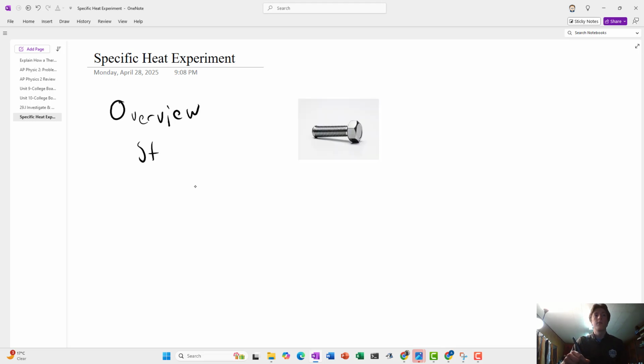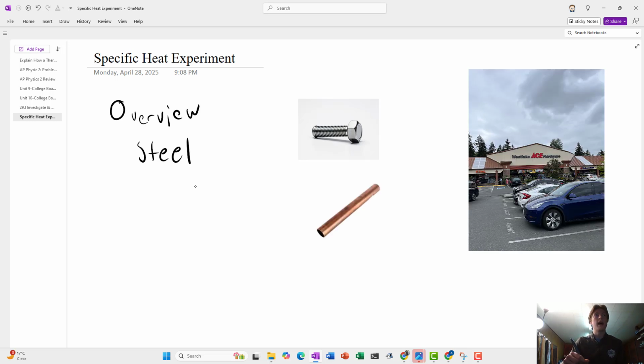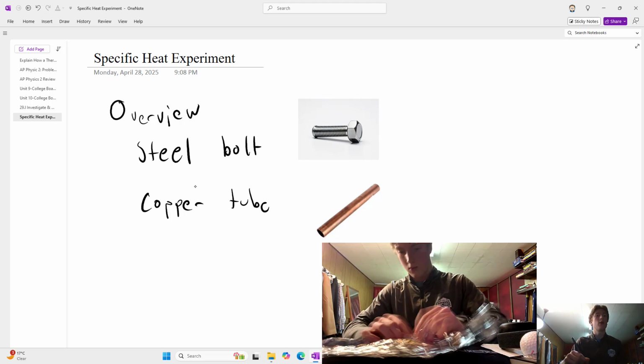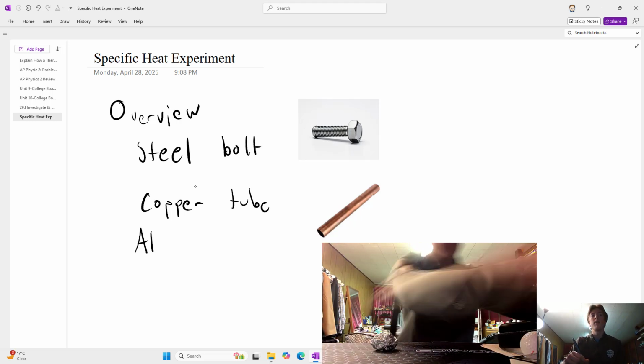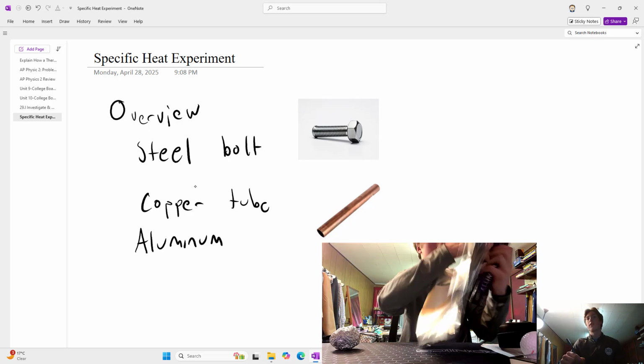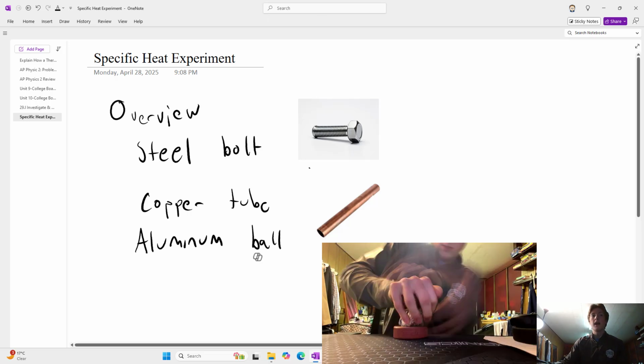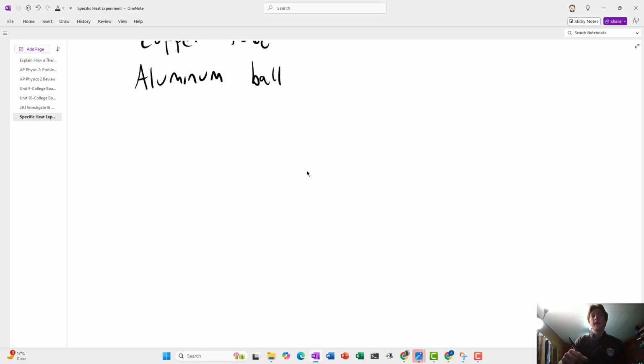We're going to have steel, which I got from Ace Hardware, and we're also going to have copper, essentially a copper tubing. And then this would be a steel ball, both from Ace Hardware. And then I also made this aluminum ball from scratch. I just got some aluminum foil and put it together and formed it into a little bit of a ball. So an aluminum ball.